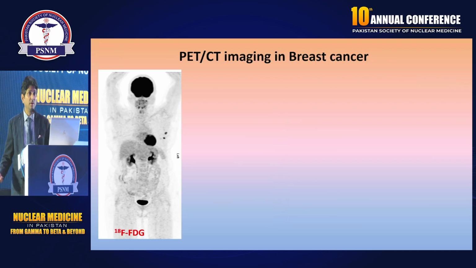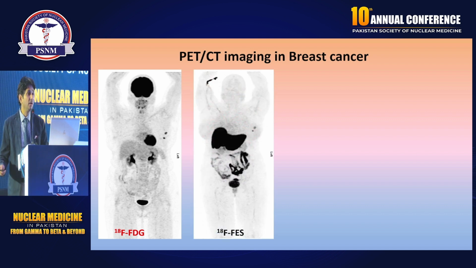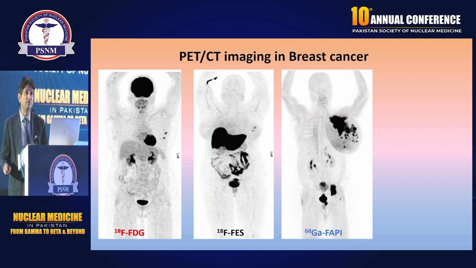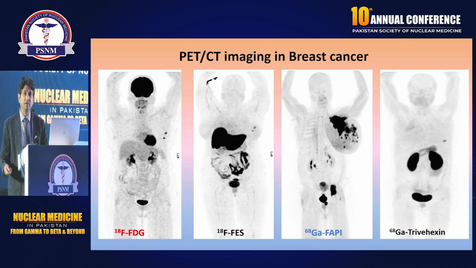Number one is FDG. Another one is fluoroestradiol, where you image the estradiol receptors. Then we have a tracer which targets fibroblast activating protein, FAP. And then you have some miscellaneous tracers like trevehexane, or those targeting certain receptors like trastuzumab. So there is a spectrum of tracers available for breast cancer imaging. I will look at them one by one, at their advantages and some limitations.